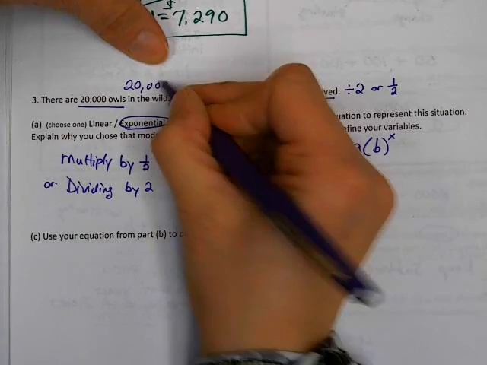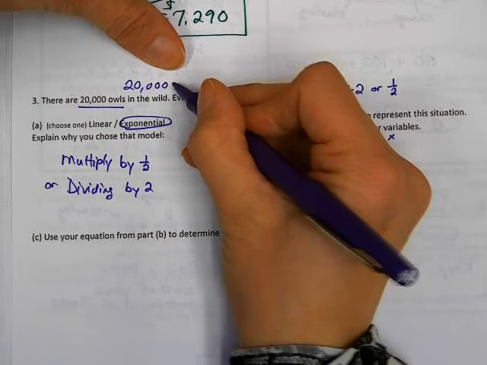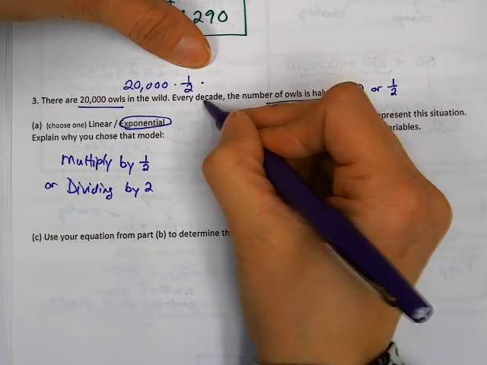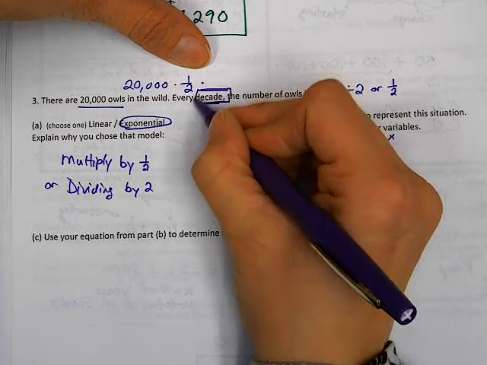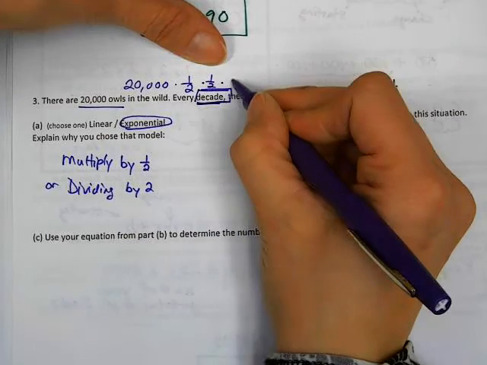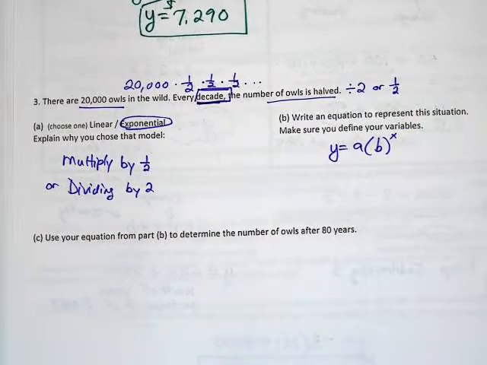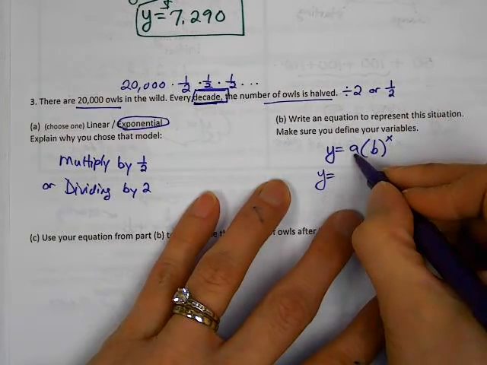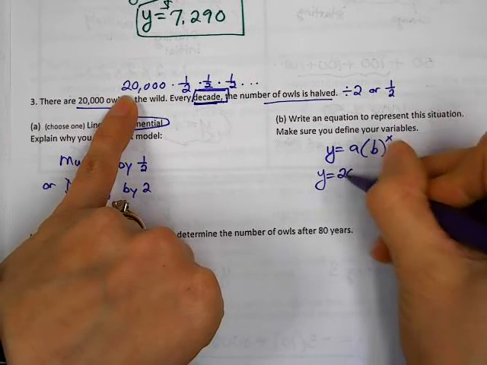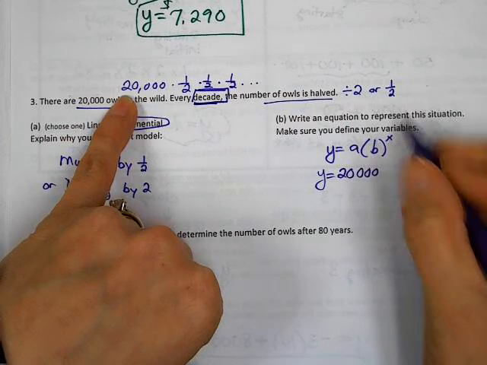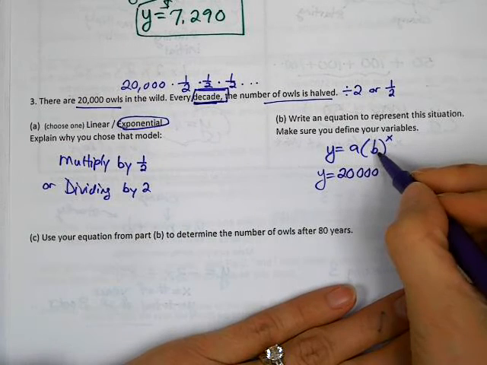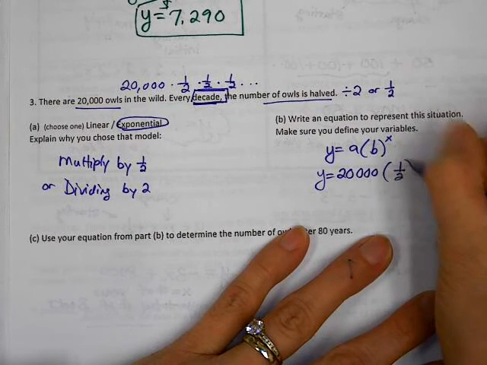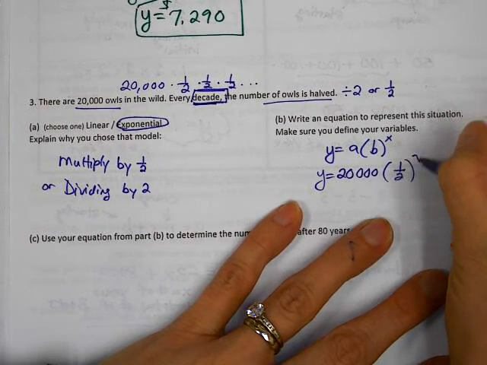I'm going to write down my idea here. And then I multiply by half. Then there's half as many. And then the next decade, it's times a half. The next decade times a half. Okay, so what is the initial amount? So 20,000 goes out in front. And then b, your multiply number. Okay, it keeps getting cut in half. 1/2 to the x power.